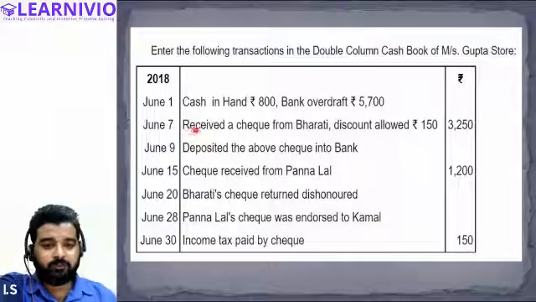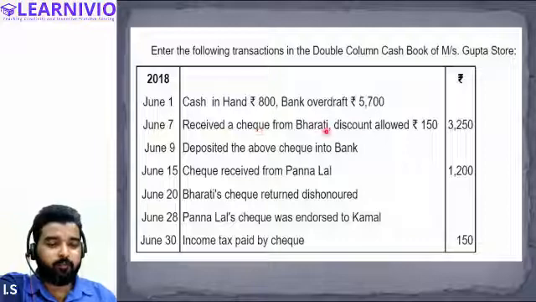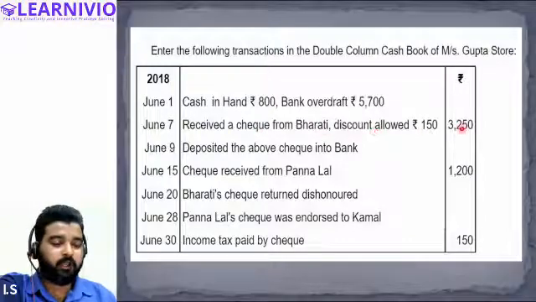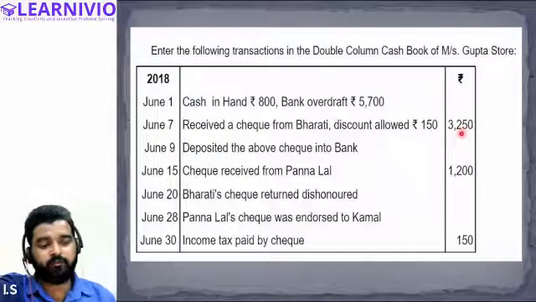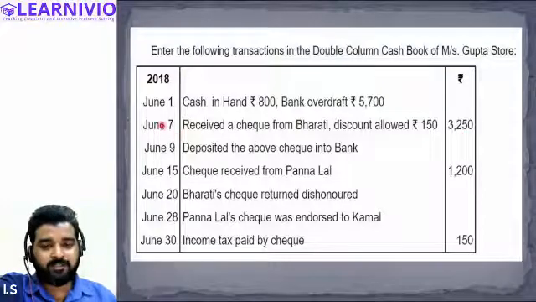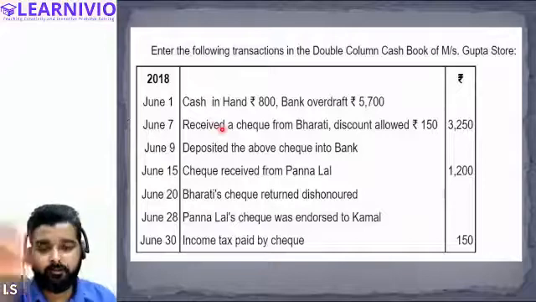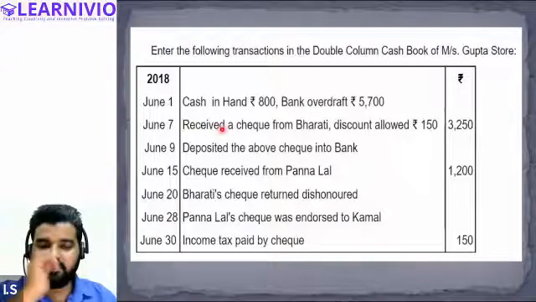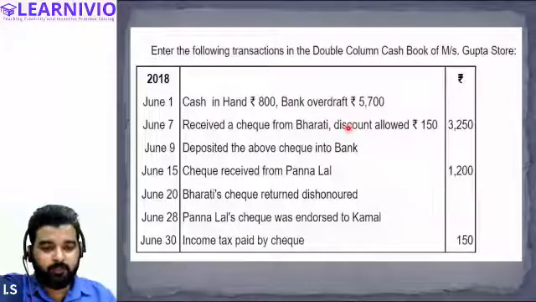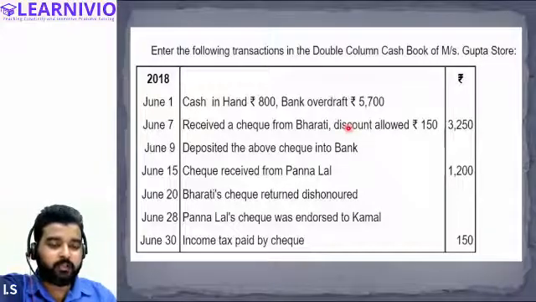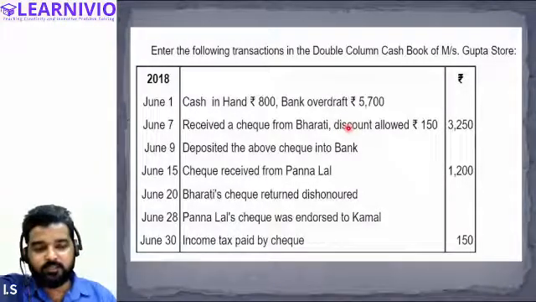Basically writing mistakes. Okay, after that, on June 7, received a check from Bharti, discount allowed 150, and we have a check of rupees 3250. So this transaction will not be recorded in the cash book because we have just received a check. We are not presenting it to the bank. Peer, receiving a check will not affect the cash book in any manner. Neither will it affect the cash column nor the bank column. All right, Steve and Peer?